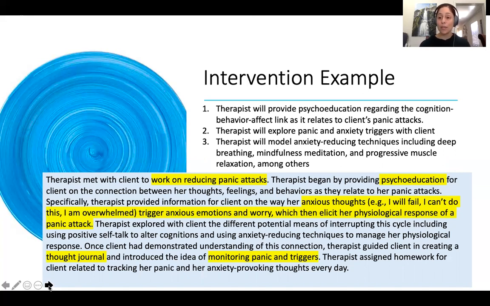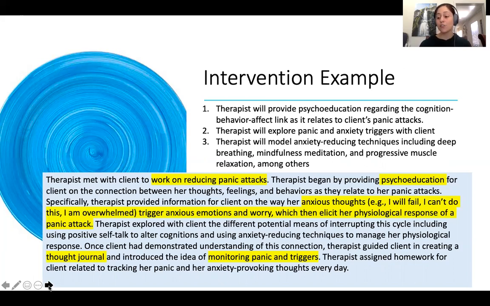I have highlighted a few things in my intervention write-up. First, I indicate which goal I'm working on. Therapist met with client to work on reducing panic attacks. Okay? Then I share the intervention that is consistent with the treatment plan and follow up with more detail. So I'm providing psychoeducation, which is consistent with number 1 in my clinician's role, and then I'm explaining in more detail. Anxious thoughts trigger anxious emotions and worry, which then elicit the physiological response of a panic attack.